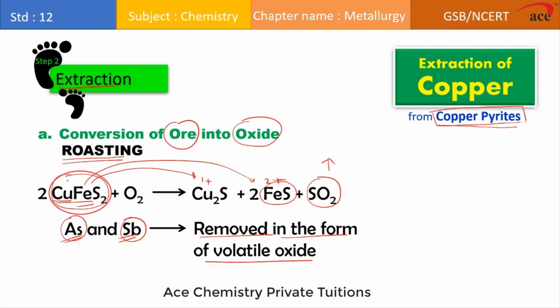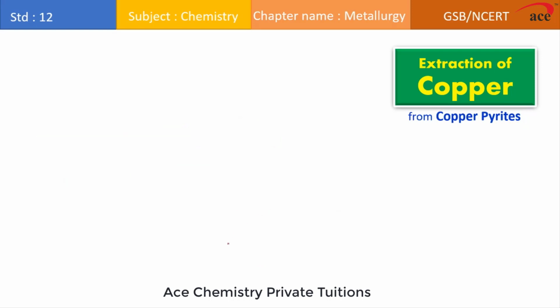So in this process, what we are doing, copper pyrite is converting to what? Copper sulfide, and this copper sulfide is associated with what? Impurities, that is iron sulfide. So now the question is how to remove iron sulfide? If you see, iron sulfide impurities can be removed in the next step, which is referred to as what?